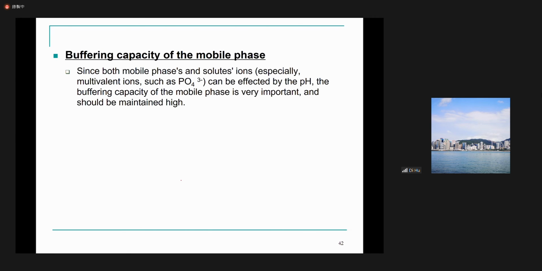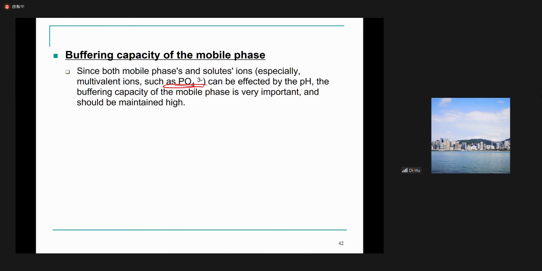And how about the buffer one? So how about the buffer capacity? Since both mobile phase and solute ions, especially say this one example shows, can be affected by pH, the buffering capacity of the mobile phase is very important. So that's why the phosphate, carbonate, bicarbonate system is a very good buffer system, okay?